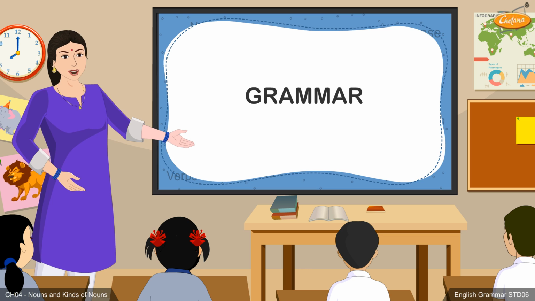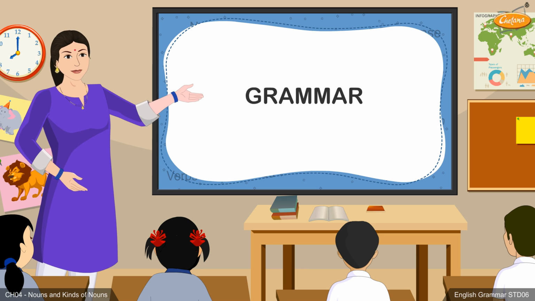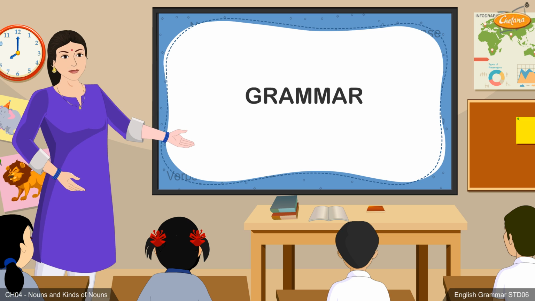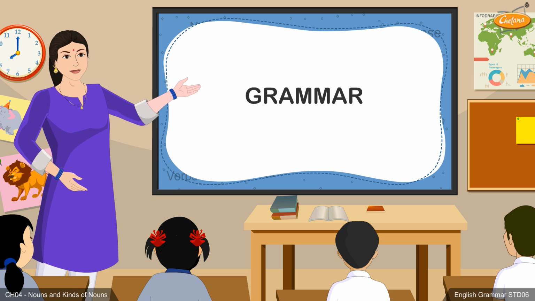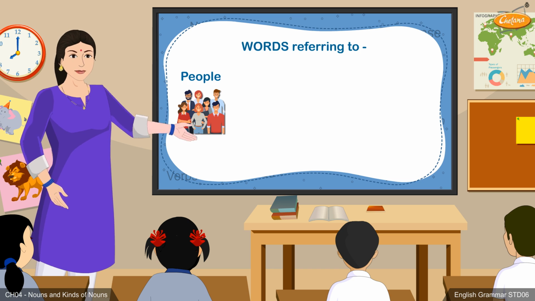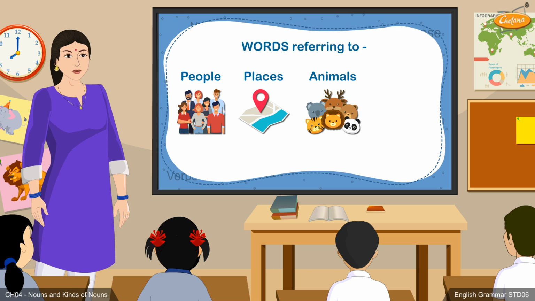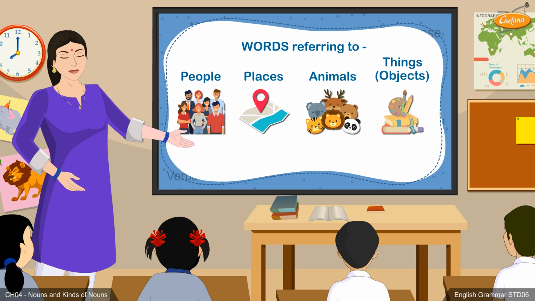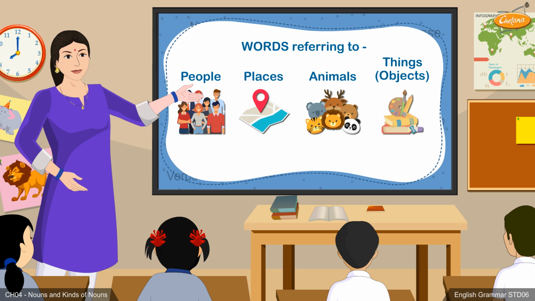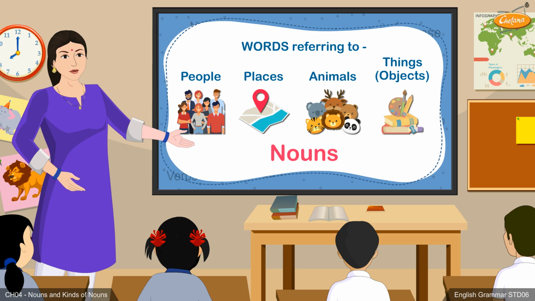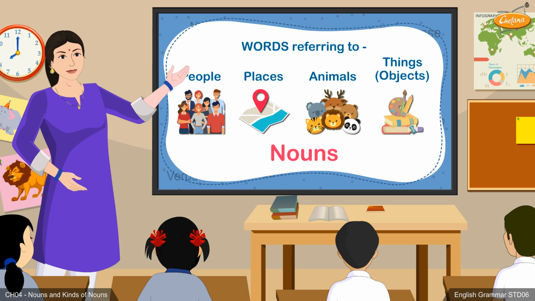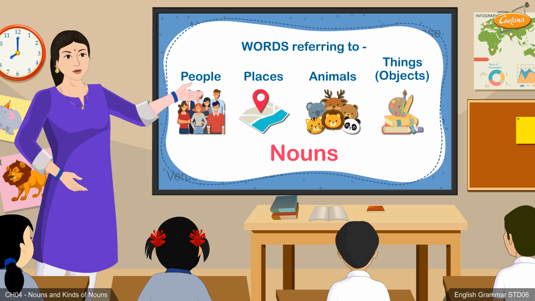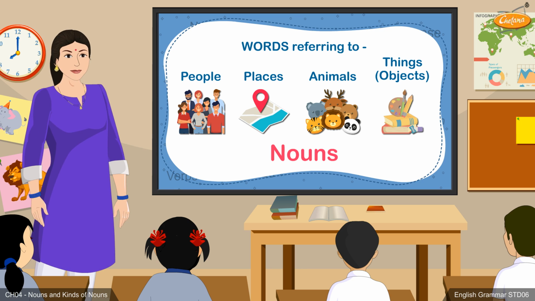Students, the grammar topic you will be learning about today is indeed an important one. You know that sentences in English language are made up of different words. Some of these words refer to people, places, animals and birds and even things or objects. Such words constitute an important part of speech in English grammar called nouns. It therefore becomes important for you students to learn all about this very important part of speech in detail.